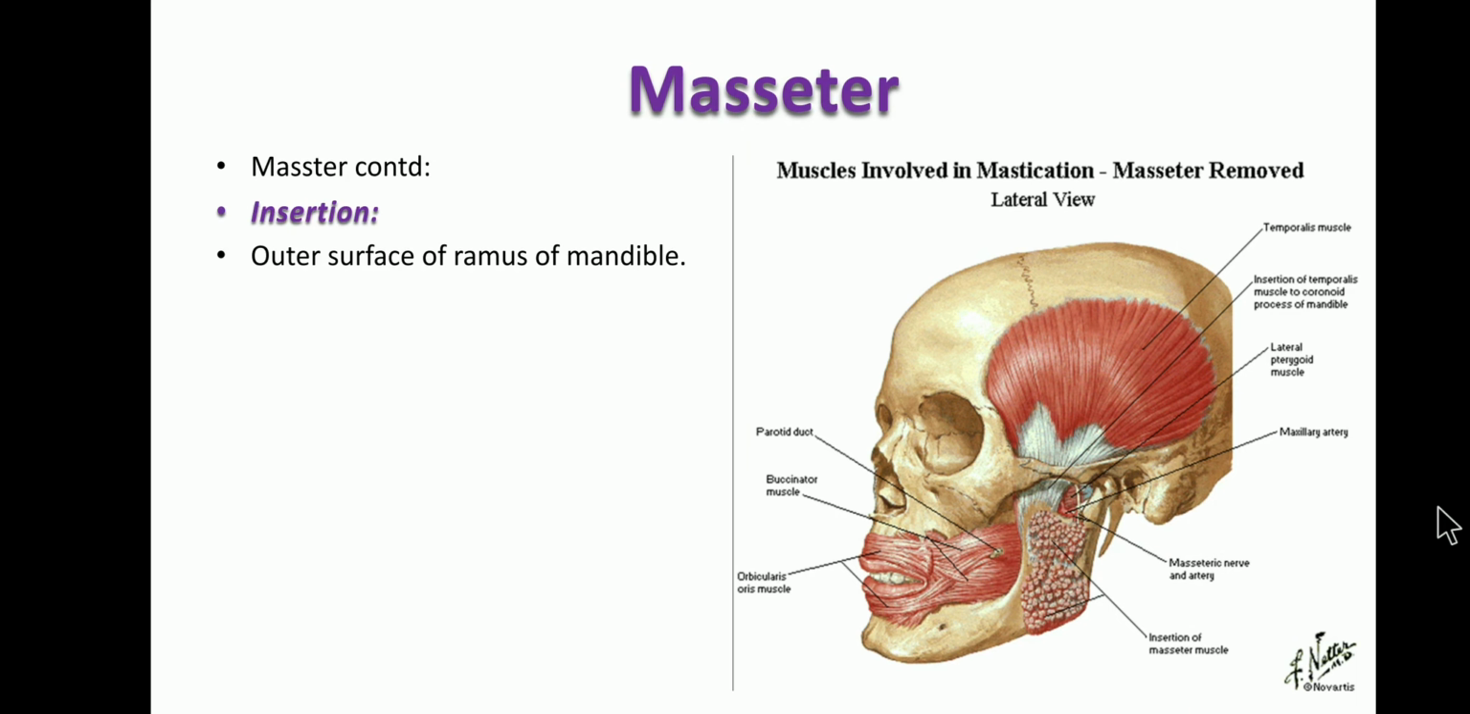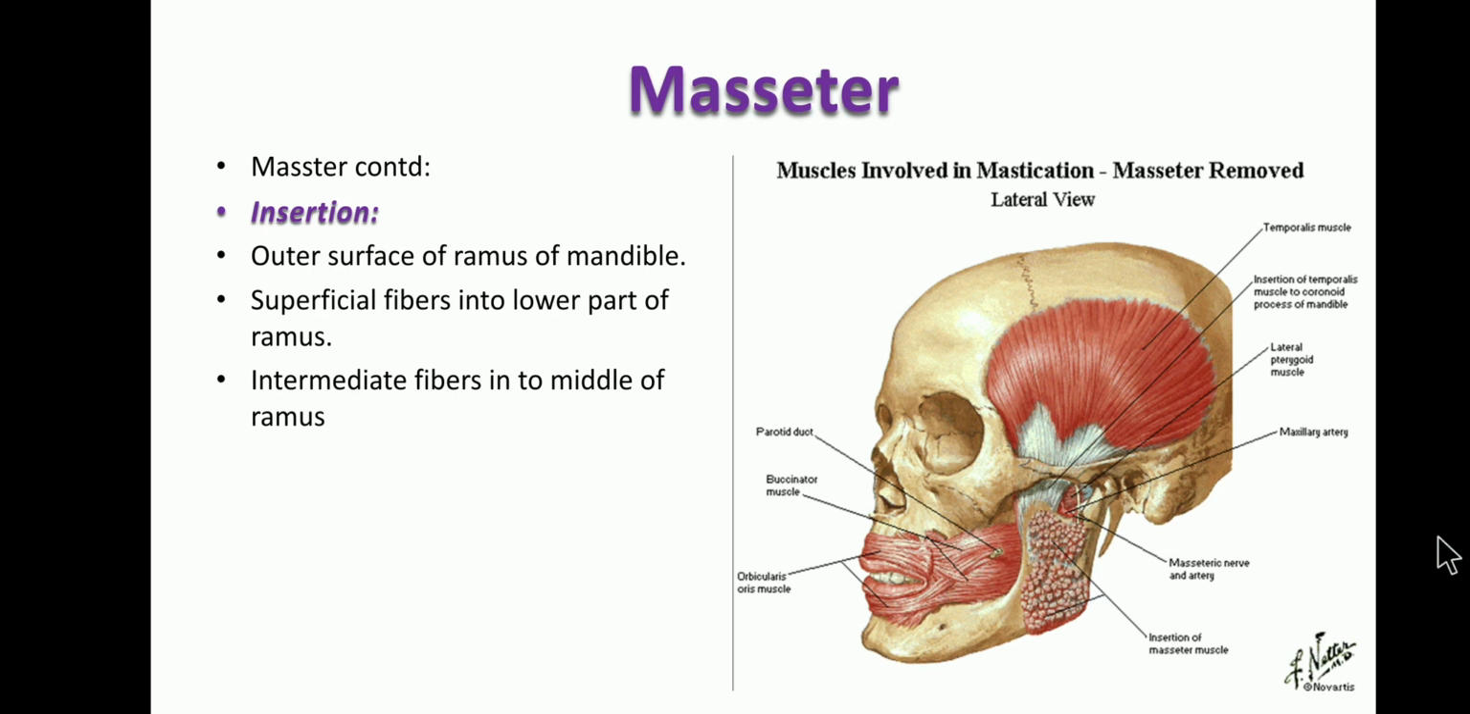So on the lateral surface of the ramus of mandible, the superficial fibers are in the lower part, middle fibers at the middle of the ramus, and the deep fibers in the upper part, and also encroach a bit onto the coronoid process of the mandible. From below to above, you can see the superficial, intermediate, and the deep fibers of the masseter.